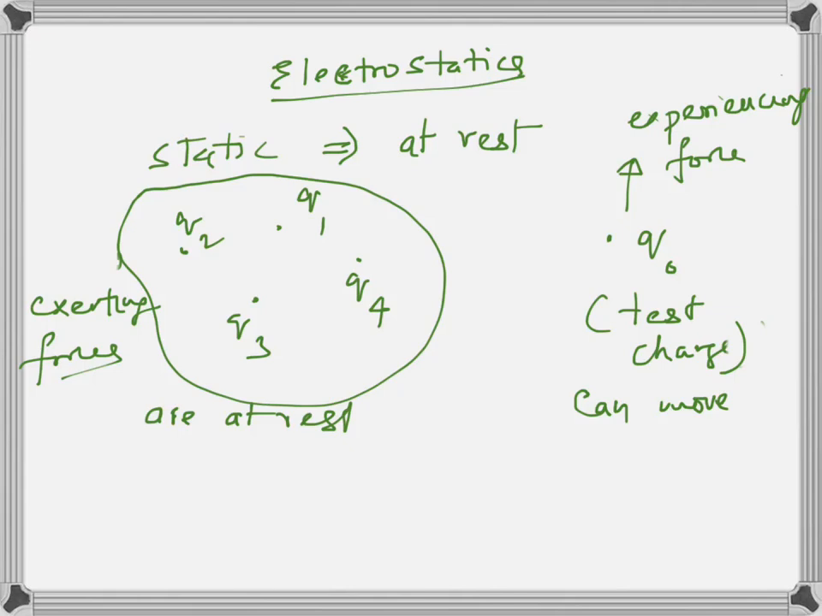That is the conditions of electrostatics. The charges which are exerting force must be at rest, and the charge which is experiencing force can move. Why is that? Because if the charges which are exerting force move, we will see later, they also create what is called a magnetic field. Moving charges can also create a magnetic field. We don't want to go into magnetism right now. So the charges which are exerting force must be kept at rest. The charge which is experiencing force can move in general.